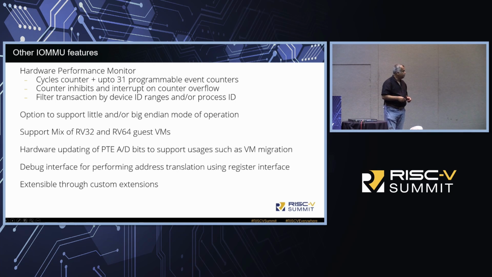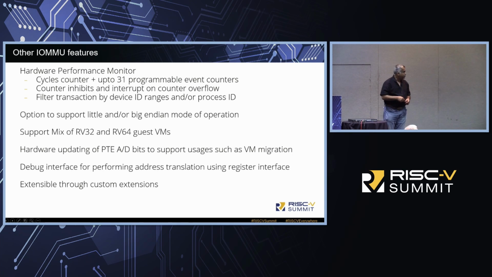Likewise, you can build the IOMMU to support RV32. You can build it to support RV64. And if you support the concept of having configurable XLEN, then the IOMMU supports having a mix of RV32 and RV64 guests all at the same time. It supports hardware updating of accessed and dirty bits in the page tables, which is a useful capability if you're trying to do VM migration and you want to know if memory is being dirtied by device accesses.